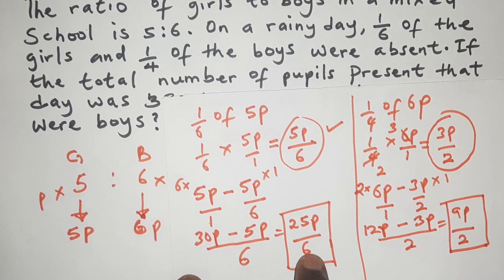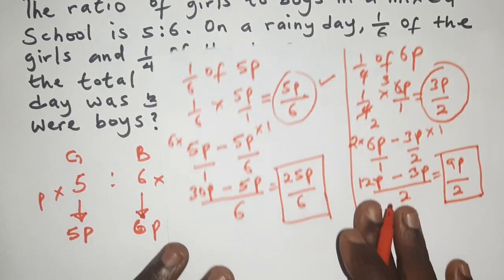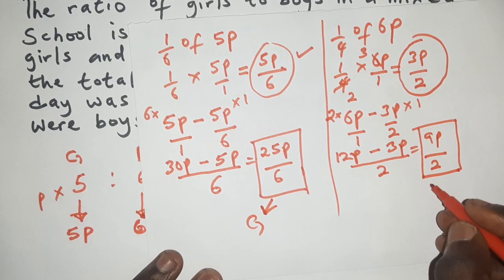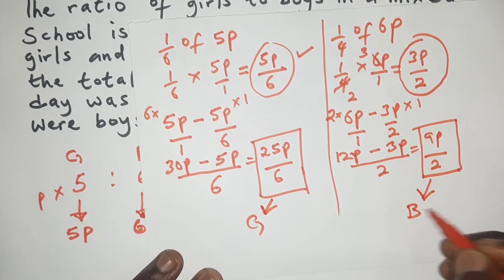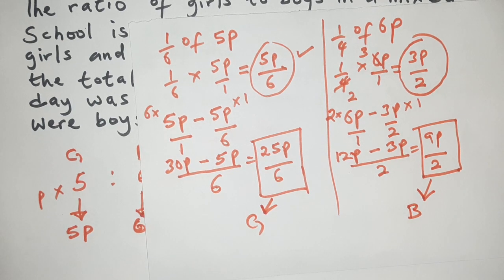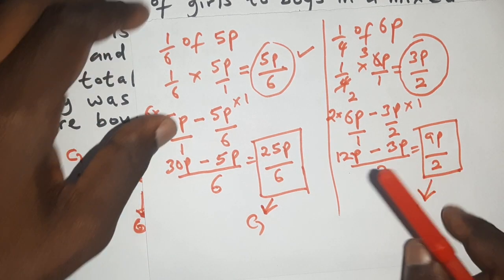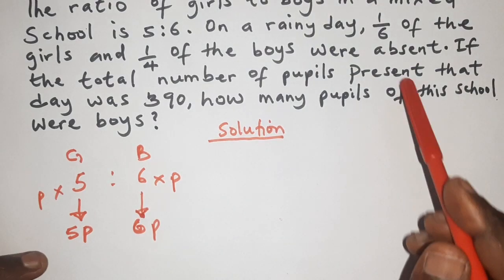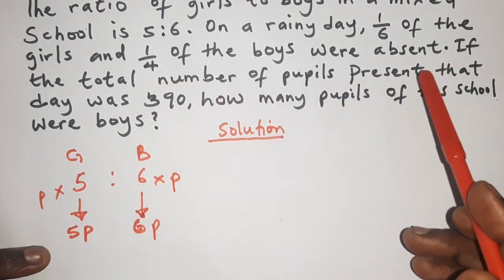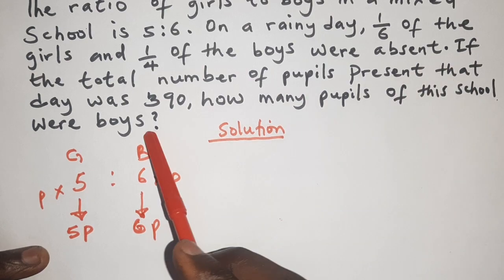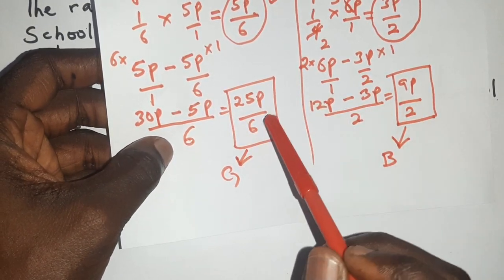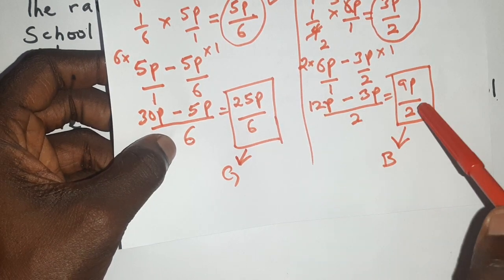So I have this value remaining in the class for girls. This is for girls. And this is for the boys, the number of students for the boys that are remaining in the class. And of course we are doing this because of what is said in the question. So they said, if the total number of pupils present that day was 390, of course we know that this is the total number of people present now. These were the number of girls present and the number of boys present.